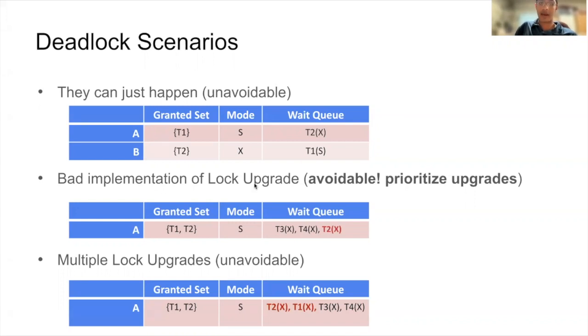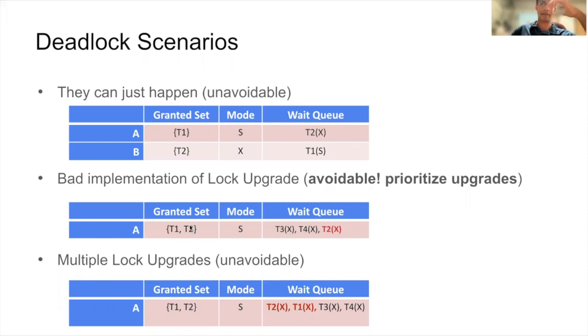Now, we could also have just a bad implementation of the lock manager itself, the lock upgrade, which is entirely avoidable if we prioritized upgrades. If you were wondering why we made that wrinkle in our rules earlier on to prioritize lock upgrades, this is exactly why. Because here you might see T2 wants an upgrade to the lock that it holds. And so it's going to look and see, oh, well, T3 wants an X lock and T4 wants an X lock, so I'll have to wait for them. But then T2 is blocked. It's waiting. It's not going to release its locks until it's done.